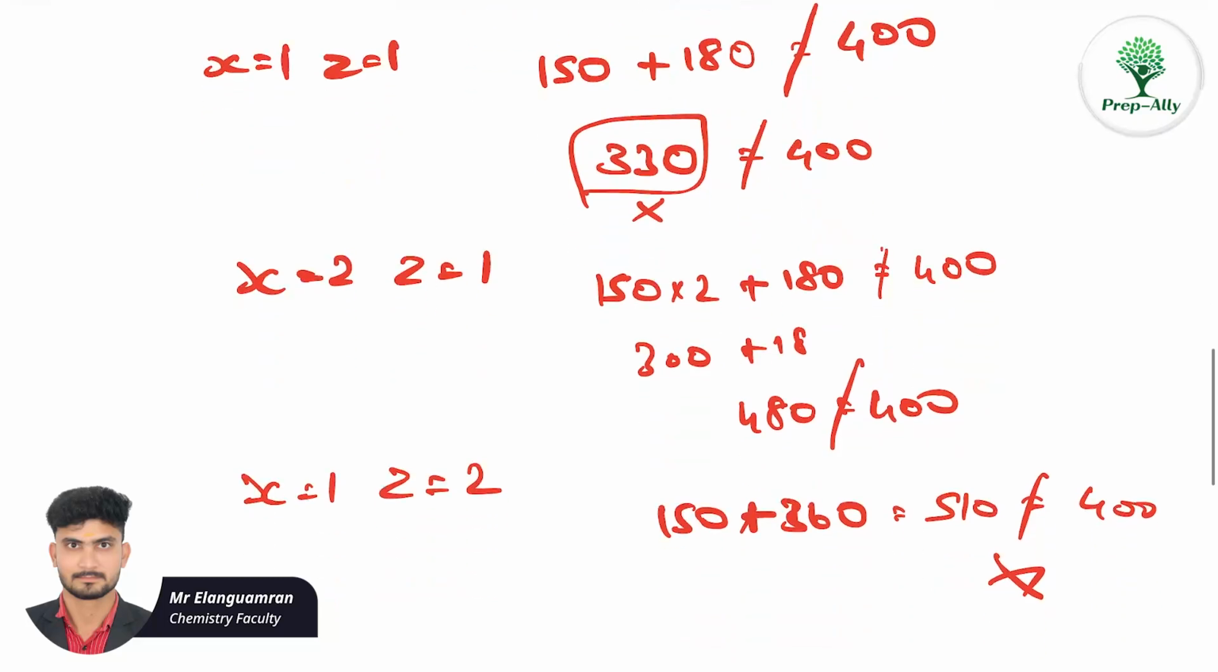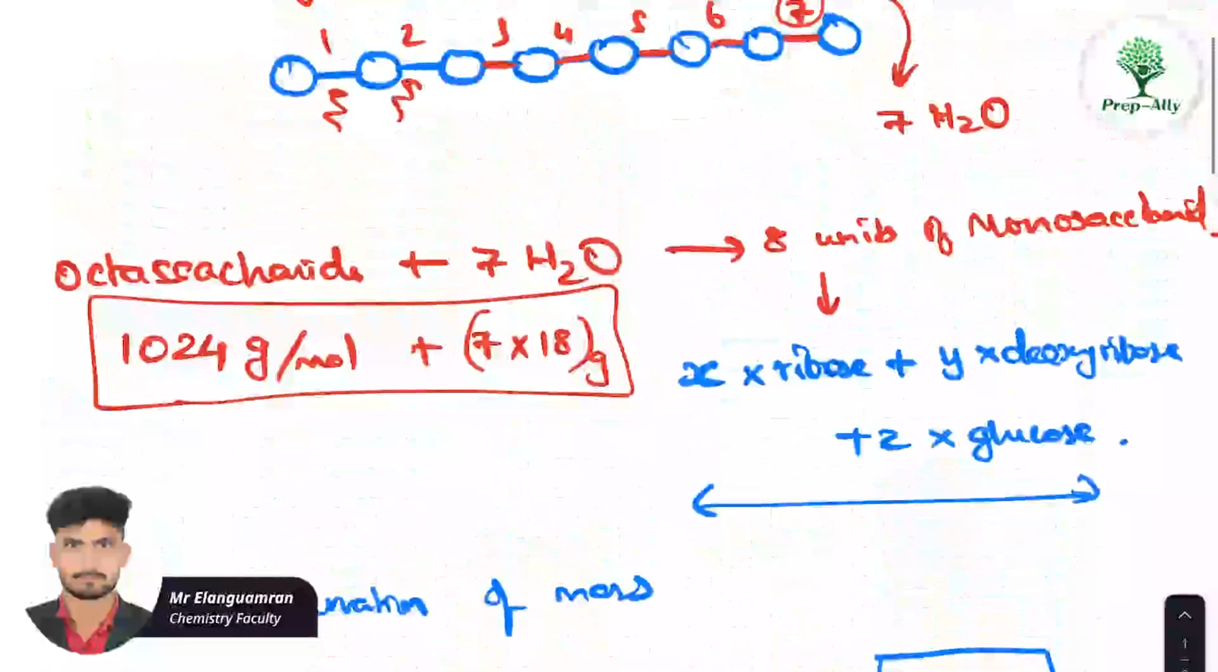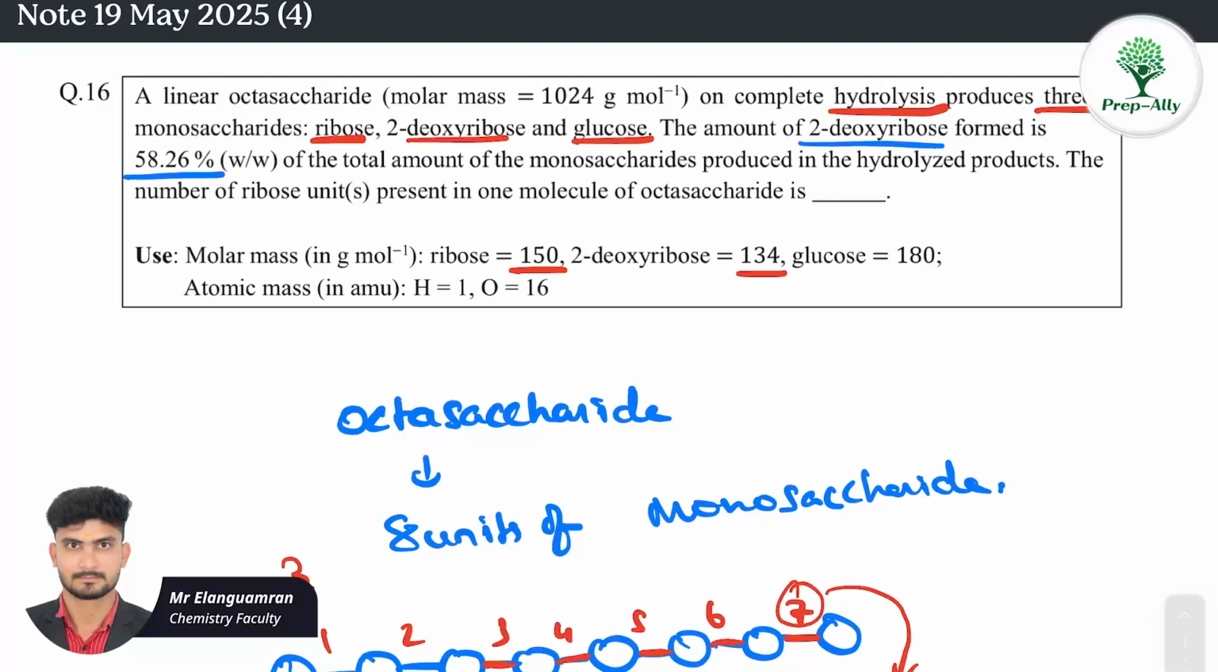So here I can take 480 and 510, of which 480 has more accuracy. So I can take this 480 as the answer. So x is equal to 2 and z is equal to 1, which means ribose is going to have 2 units. That is going to be our answer, because they are asking about the number of ribose units. The number of glucose units will be around 1, but it is not going to be an exact value. So this is just an assumption, but the answer should be 2.